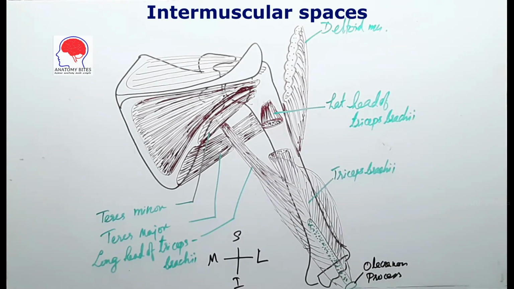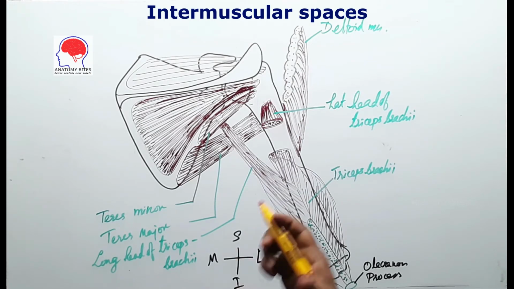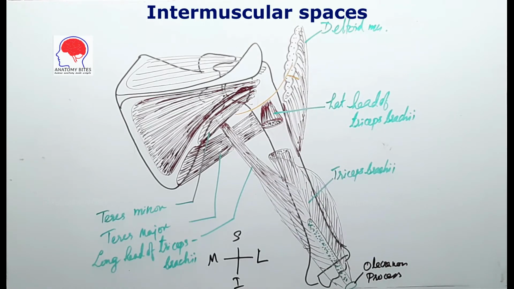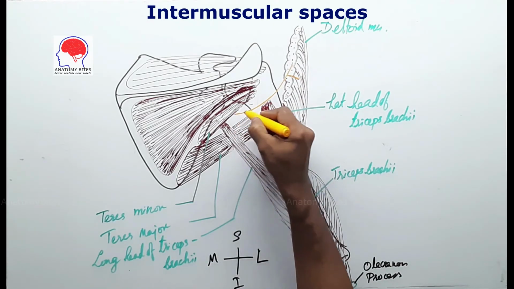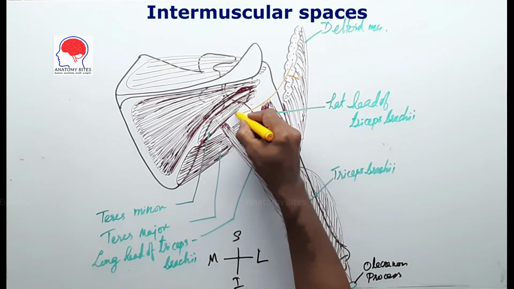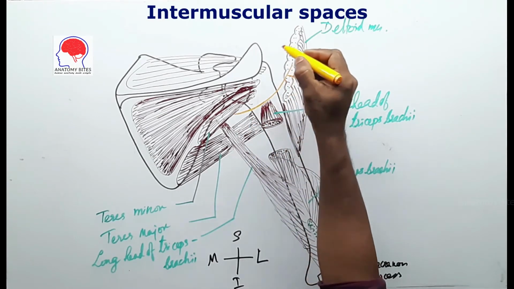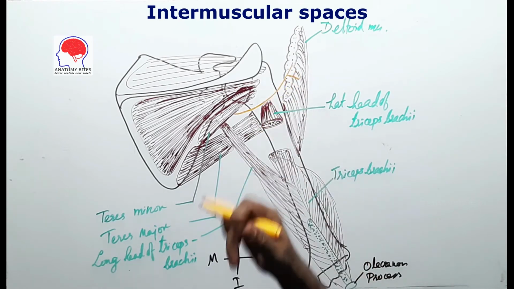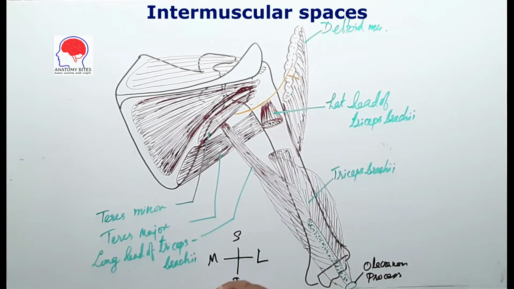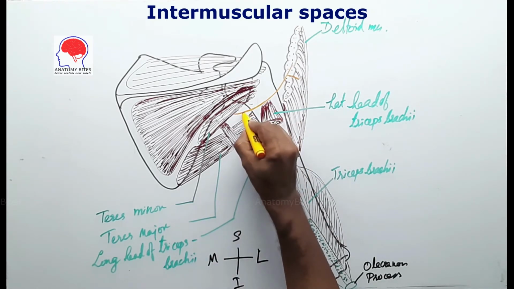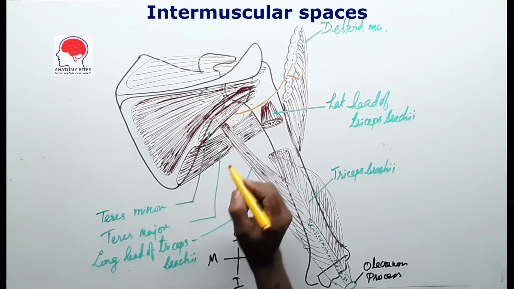There are two contents for this quadrangular space. These are the axillary nerve supplying the deltoid muscle, which passes through this space from the posterior cord of the brachial plexus. It winds round the posterior aspect of the surgical neck of the humerus. So here the axillary nerve has a very intimate relation with the surgical neck of the humerus. And this axillary nerve gives a branch to teres minor.